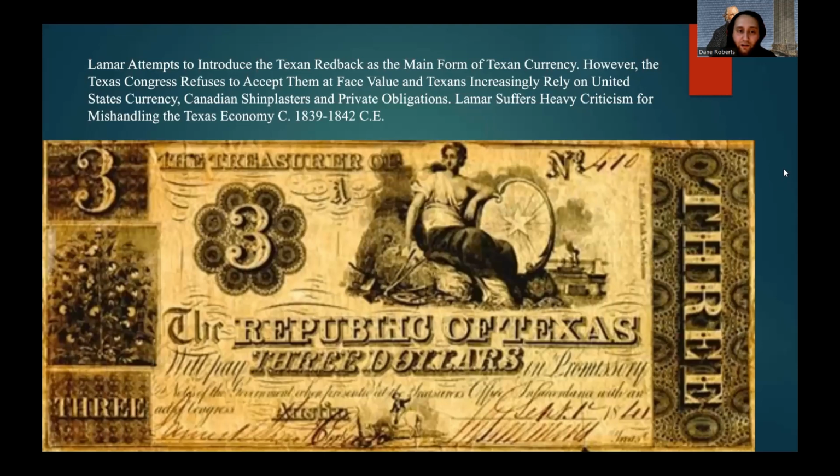Then, between 1839 and 1842 CE, Lamar would attempt to introduce the Texan redback as the main form of Texan currency. However, the Texas Congress would refuse to accept them at face value, and Texans would increasingly rely on United States currency, Canadian shinplaster currency, and private obligations. Because of this, Lamar would suffer heavy criticism for mishandling the Texas economy.